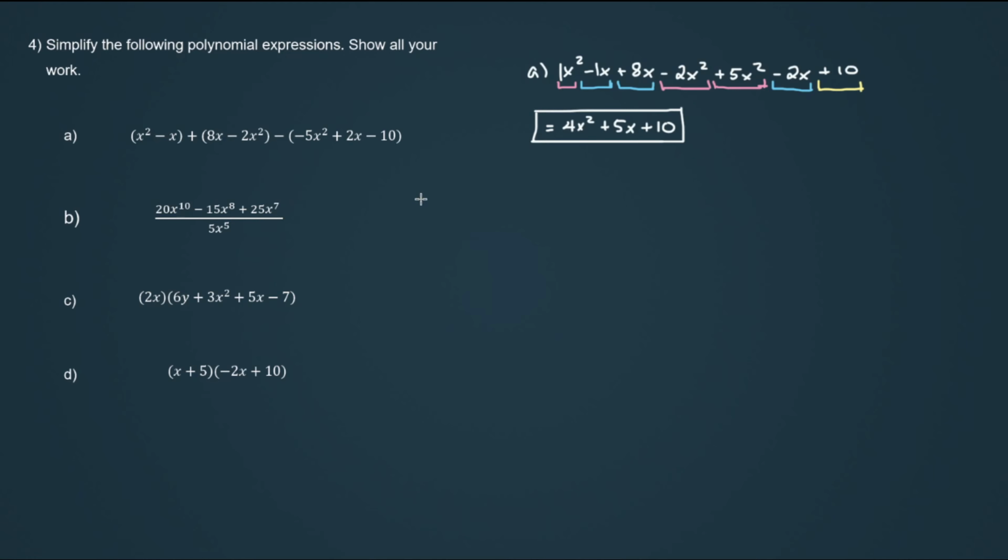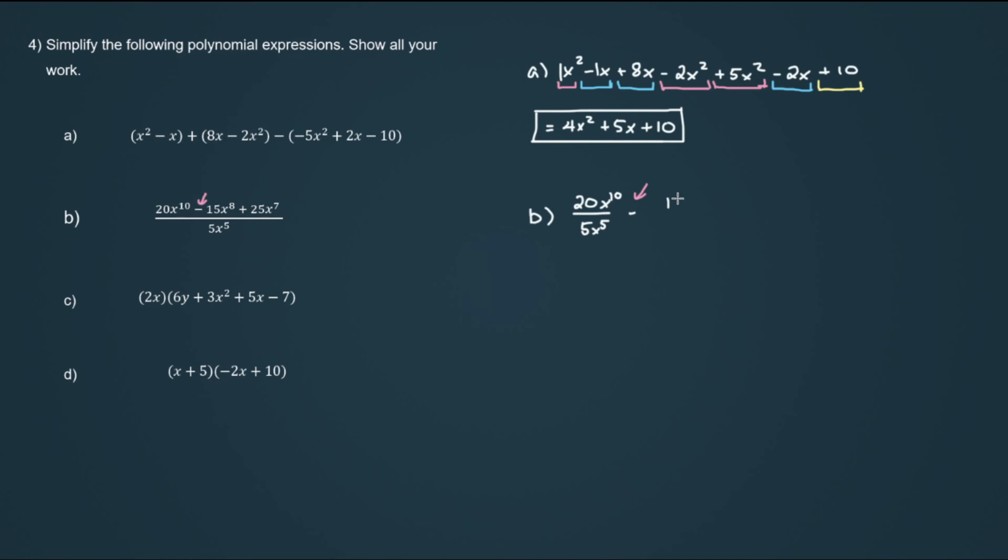Okay? Now, B. We are dividing a polynomial by a monomial, so step 1 is to split up that fraction term by term, where every numerator is only going to have one term. So 20x^10 divided by 5x^5 minus, right, because we have a minus here, okay? Same thing with the plus later on, all right?